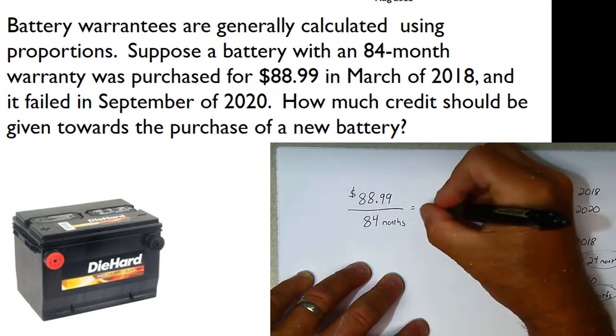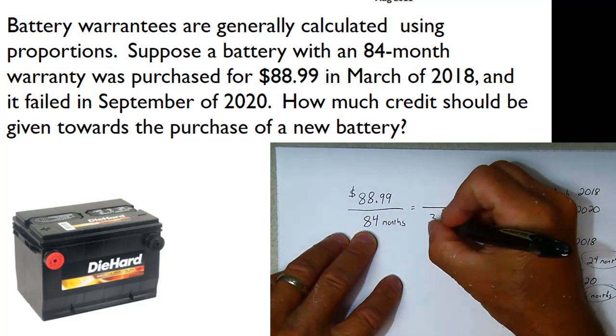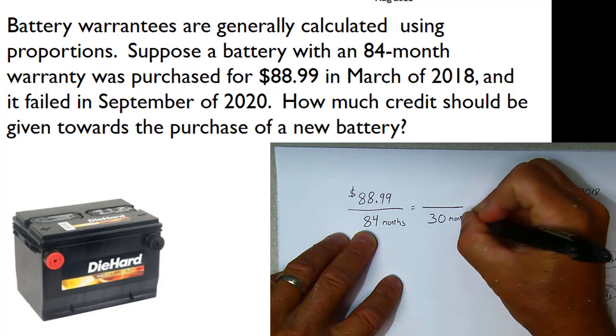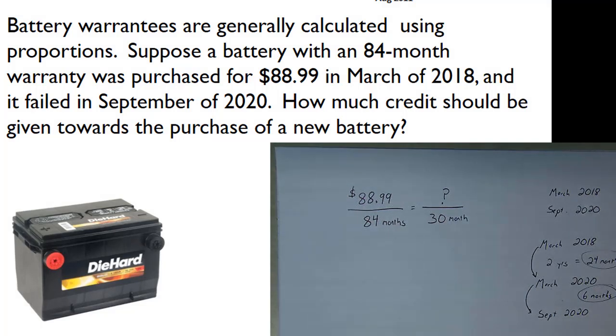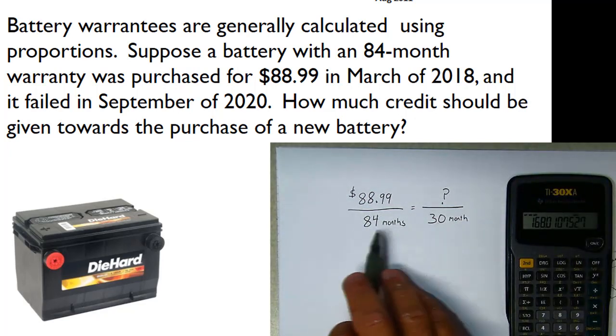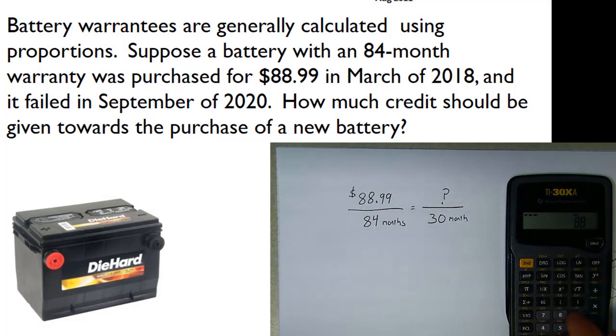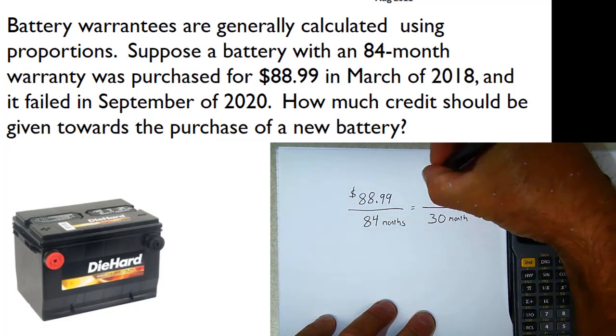So let's go back to our problem. The battery should have lasted 84 months. If it only lasted 30 months, we're going to put months on the bottom since we put it on the bottom originally, then how much was that battery actually worth? It sure wasn't worth the $88.99 that we spent for it. Let's figure out what the value of that battery is. So again, we're going to take our calculator, $88.99 times 30 divided by 84. And we end up with $31.78. We're rounding to the nearest penny.